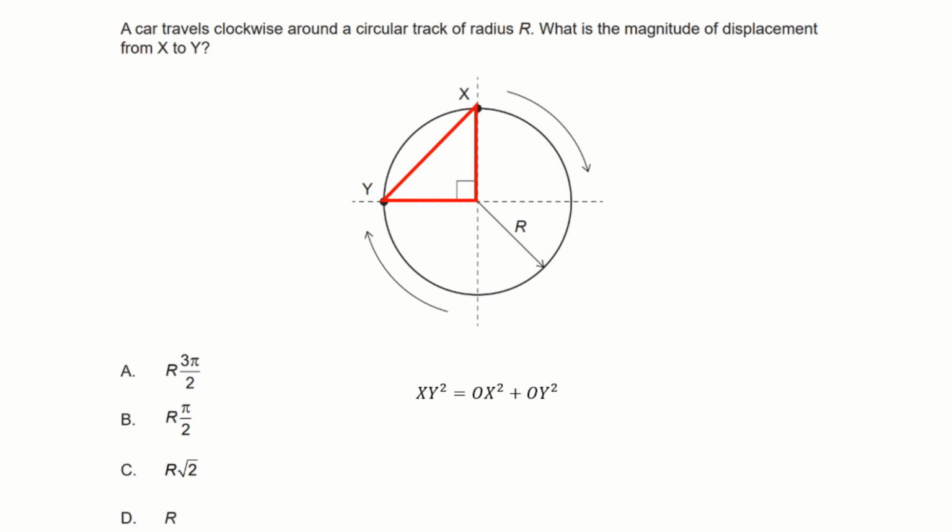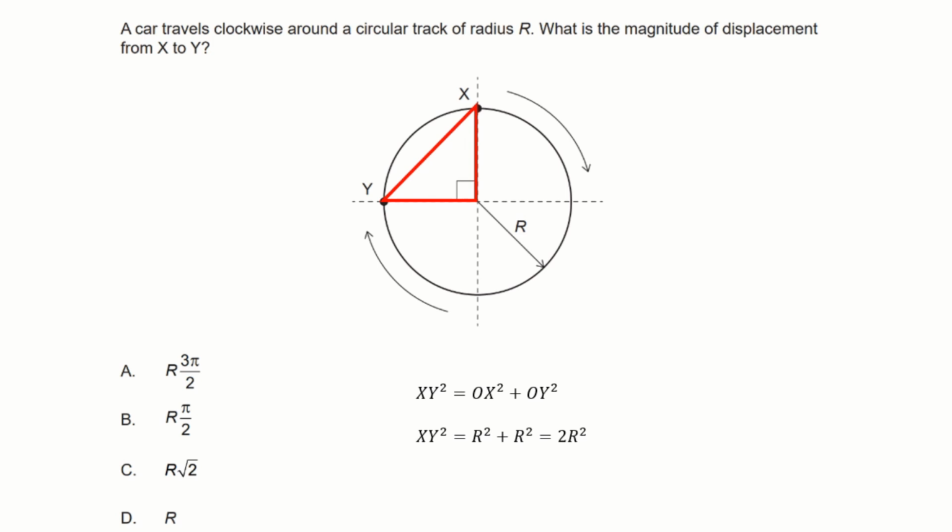So if we represent that as xy, which is the distance between x and y, squared is equal to Ox squared plus Oy squared. That's the distance from the origin to x and y. And we remember that this is on a circle. The circle has radius r. Well, those distances Ox and Oy are both going to be equal to r because that's the radius of the circle. So therefore, what we have is xy squared is equal to r squared plus r squared, which is 2r squared.